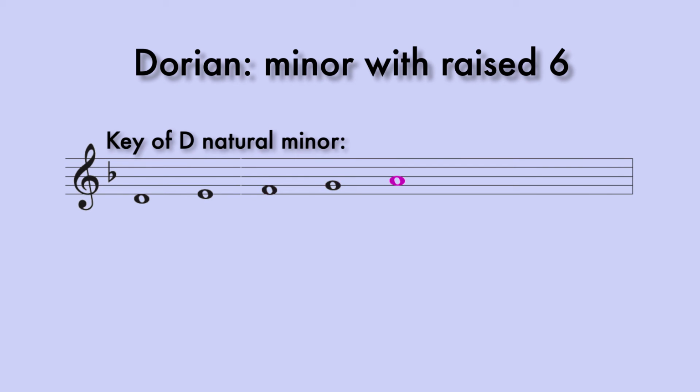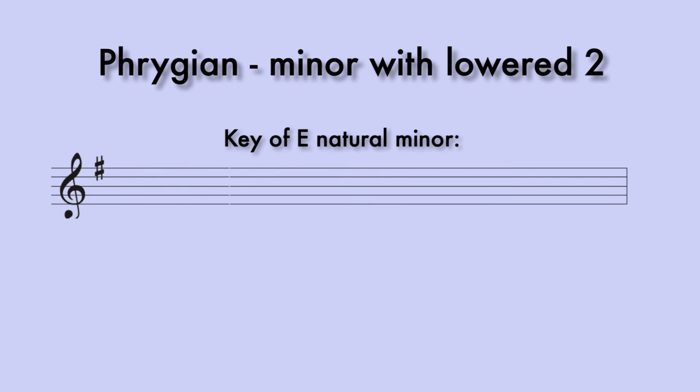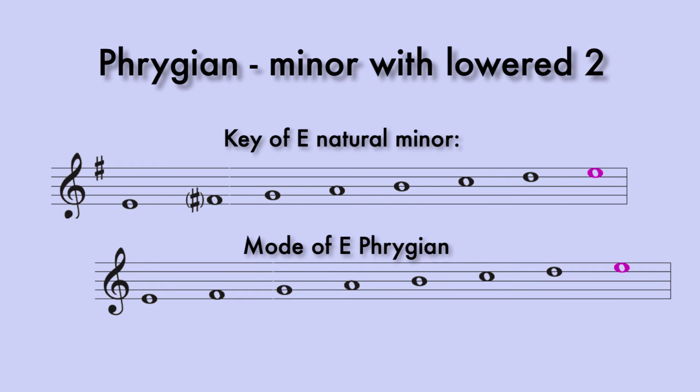The Dorian mode, D Dorian here, is very similar to the D natural minor scale. The difference is that the key of D minor has one flat on B flat, whereas the D Dorian mode has a B natural. Your ears may tell you that a Dorian mode is just a natural minor scale with a sixth note raised by 1/2 step. Let's look at Phrygian. The E Phrygian mode is very similar to the E natural minor scale. The difference is that the key of E minor has one sharp on F sharp, whereas the E Phrygian mode has F natural. Therefore, Phrygian is just a natural minor scale, but with a second tone lowered by 1/2 step.